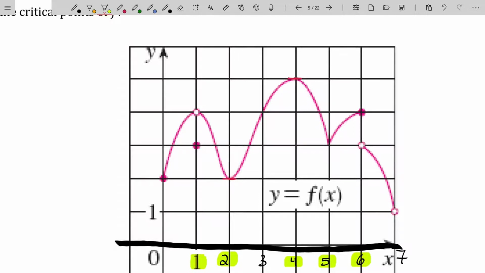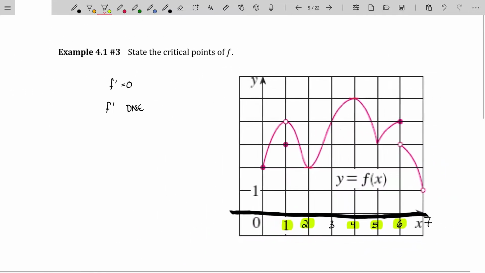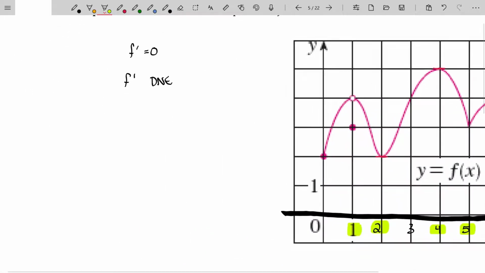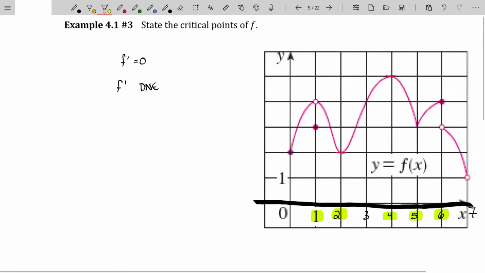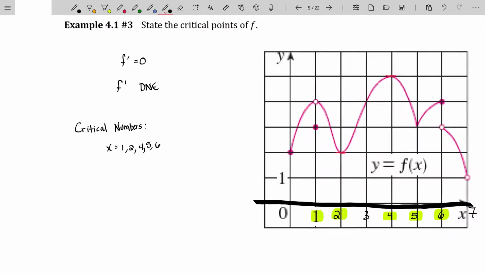And 7 is the edge of an interval, and edges of domains, we do not consider those to be critical numbers. So our critical numbers, I'll write out as a list. The critical numbers are x equals 1, 2, 4, 5, and 6. And again, if you have an instructor that says closed endpoints of an interval can be considered critical numbers, then fine. x equals 0 is also considered a critical number, but I don't do that.